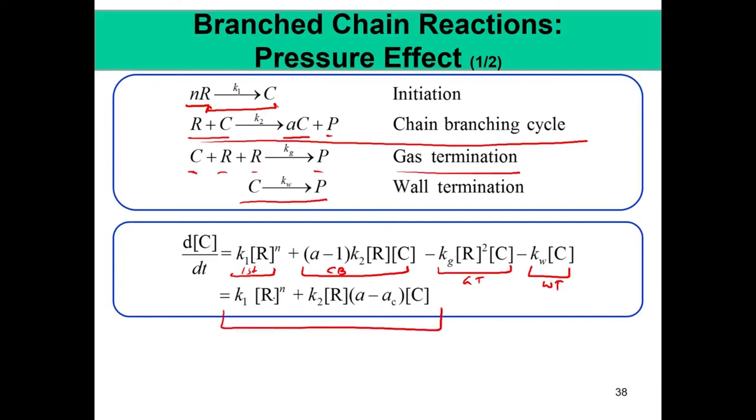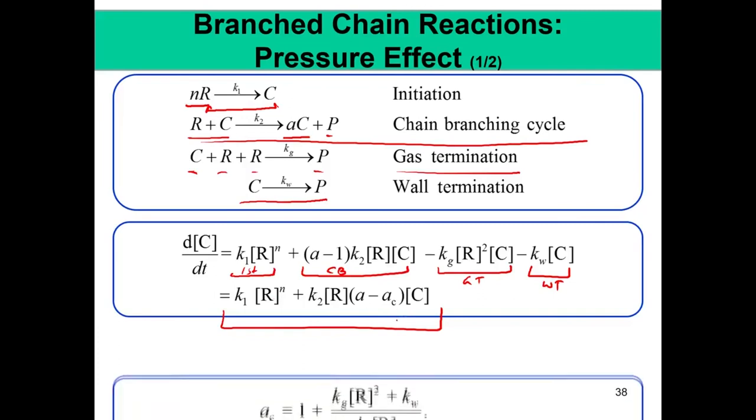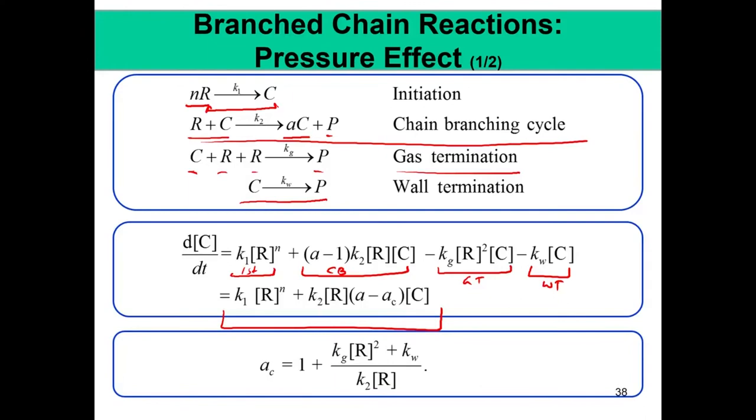k1 R to the power of n plus k2 times R times (a minus ac) times C. Now, I would ask what ac is. This is a result written in a very compact form, where ac is nothing but this one. This is nothing but algebra, but it is correct. So, we can bear with this. When you write it in this form, you see the benefit. It has got k1 R to the power of n, k2 R and this C. So, we can write dC/dt is equal to this.